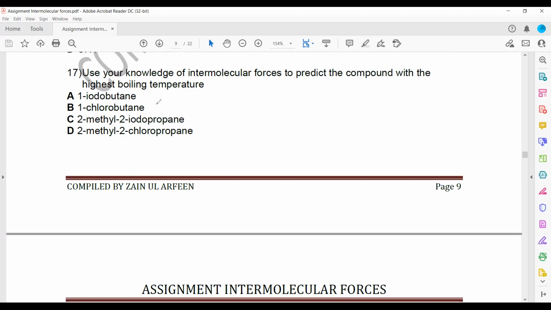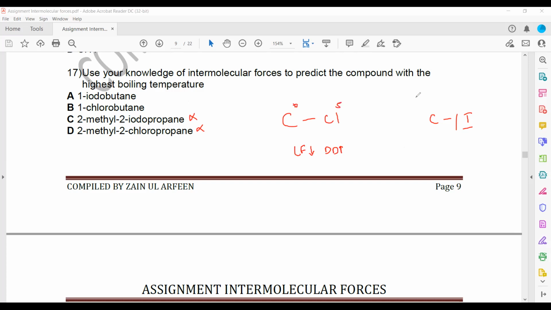So iodobutane, chlorobutane, this is a branch. If they have the same number of branches, then it is either iodobutane or chlorobutane. But what happens in chlorobutane? Few electrons are there, so it will have weaker London force. But in iodobutane, because iodine is attached, there are more electrons, so it will have stronger London force. Dipole force will be stronger in chlorobutane.